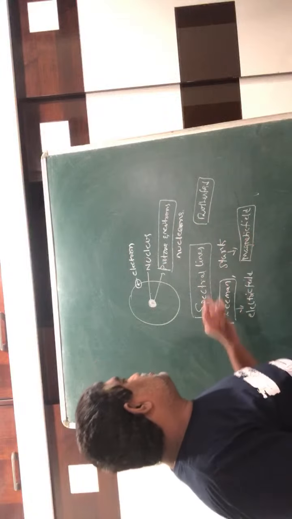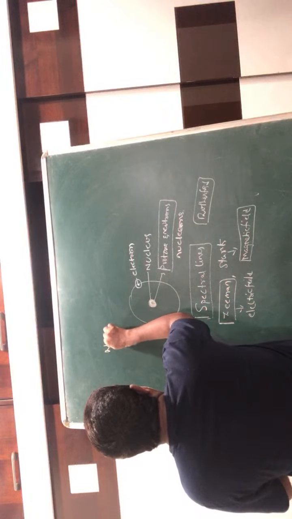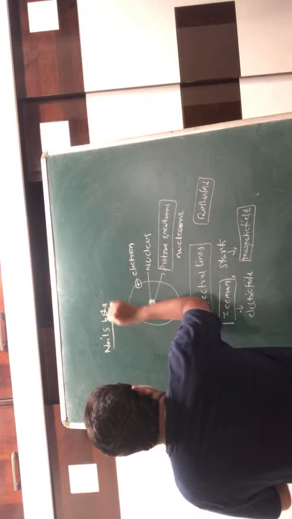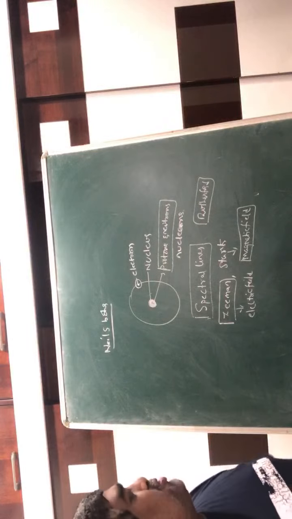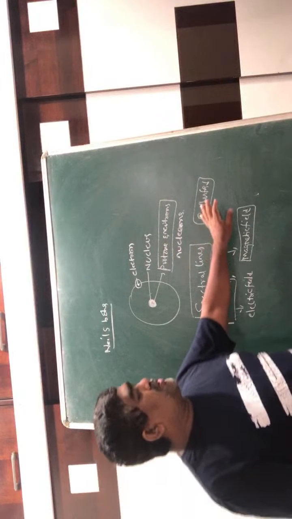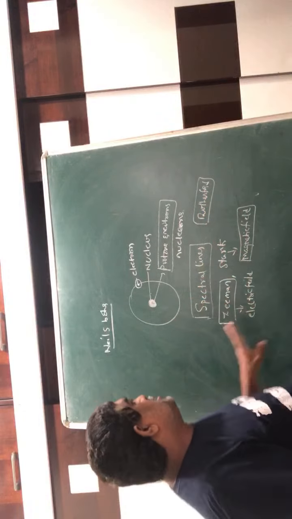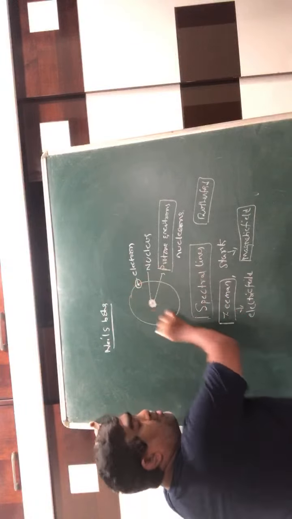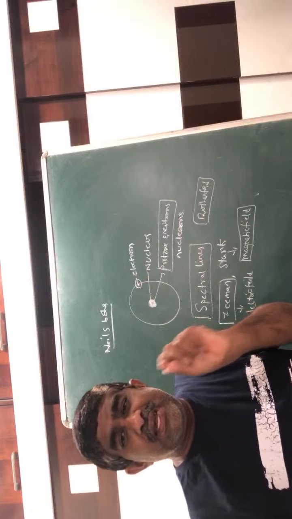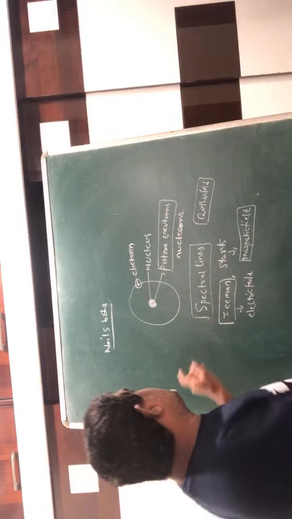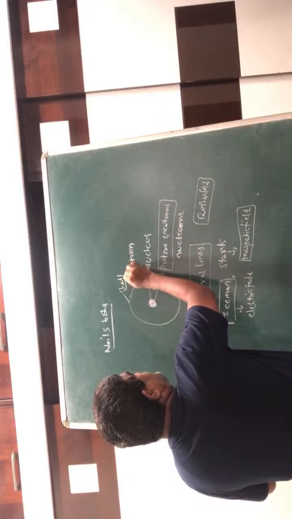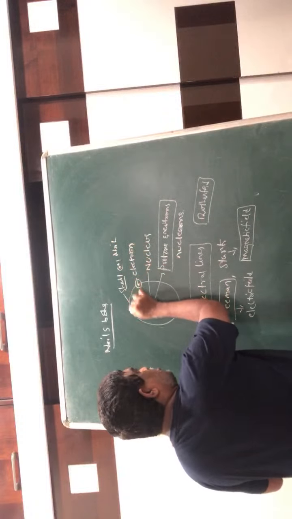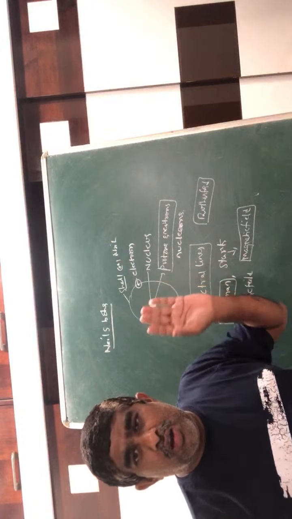ఓకే, నౌ దట్ వాజ్ ఎక్స్ప్లెయిన్డ్ బై నీల్స్ బోర్. Who explained that? Niels Bohr. How he explained, listen carefully. Whatever Rutherford said is right, but he said that the electrons revolve around the nucleus in a particular orbit or a shell. We call it a shell. The electrons revolve around the nucleus in a particular orbit or a shell.